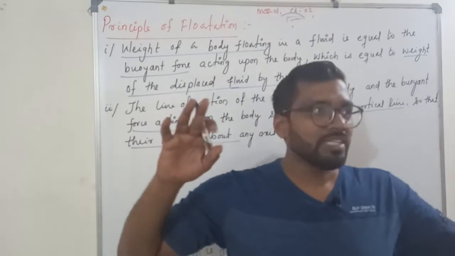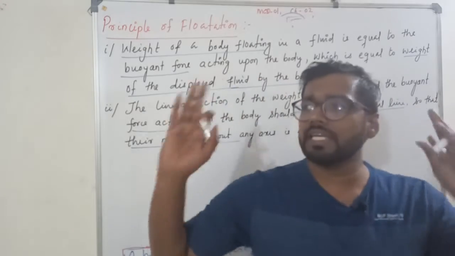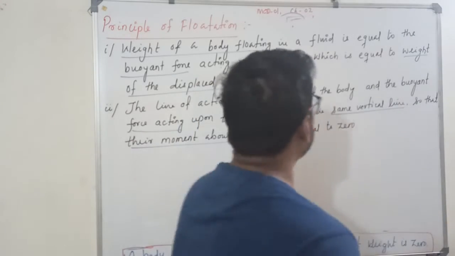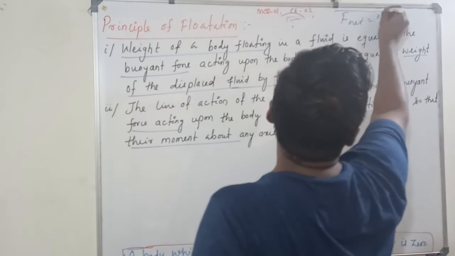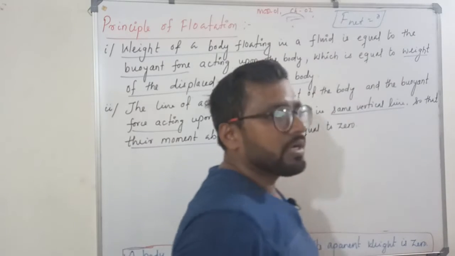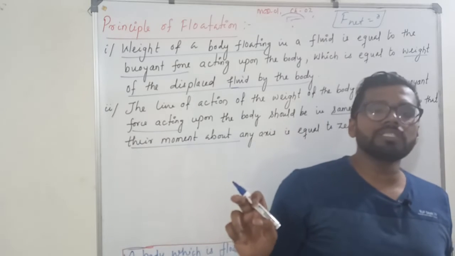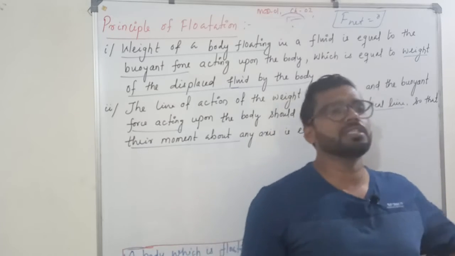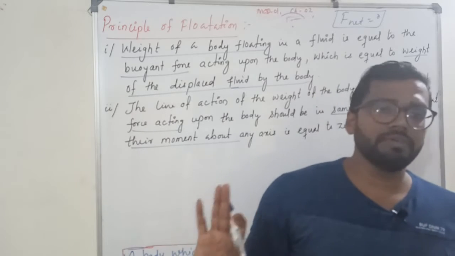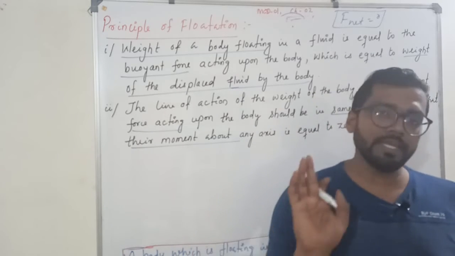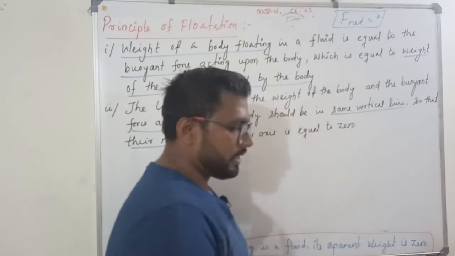Then only, see, the condition of floating is F net equals 0. What is the condition of floating? The condition of floating is always that the net force acting is 0. Net force will be 0 if the horizontal forces, vertical forces and the moments are all in equilibrium. The net of everything is 0. That's why they have to be in the same vertical line.